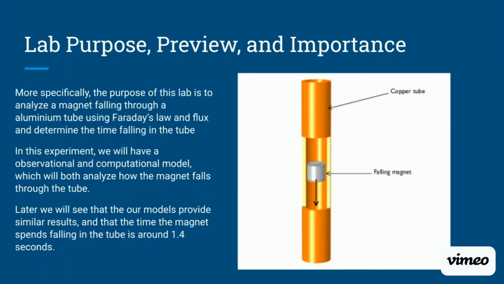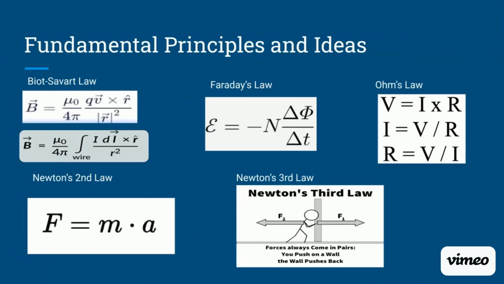In this experiment, we will have an observational and computational model, which will both analyze how the magnet falls through the tube. Later, we will see that our models provide similar results, and the time the magnet spends falling in the tube is around 1.4 seconds. Before we jump straight into lab specifics, it is important to understand some of the crucial physics principles and ideas utilized in this lab.